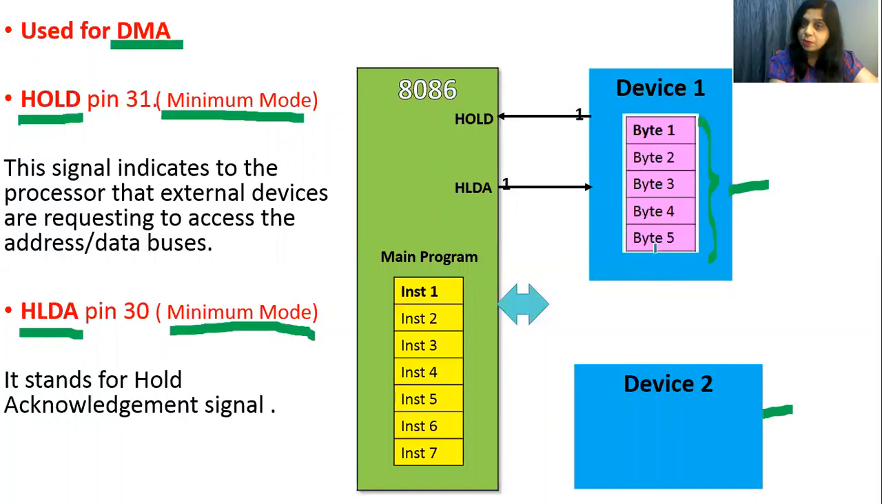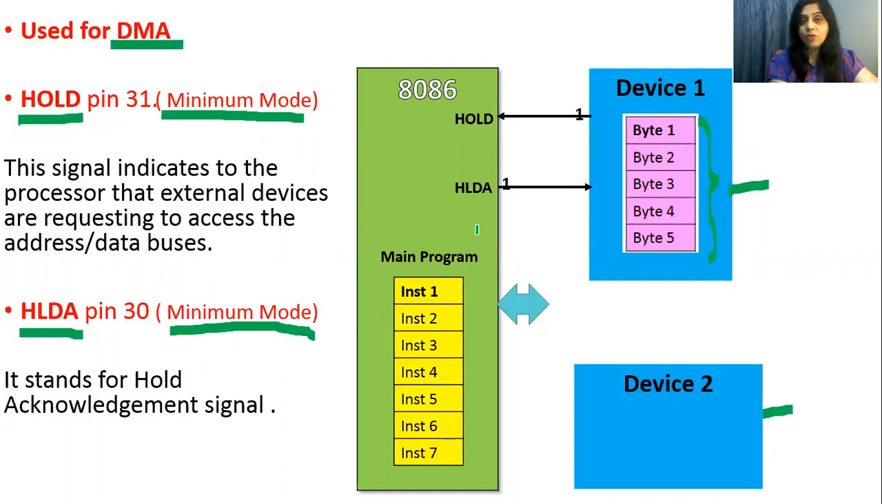So what is the problem in this? The problem is device 1 wants to transmit the data to device 2, but it has no data bus or address bus for doing so. So what is the solution? 8086 has an address bus and data bus. So what can device 1 do? Device 1 can send a request for the buses to 8086.